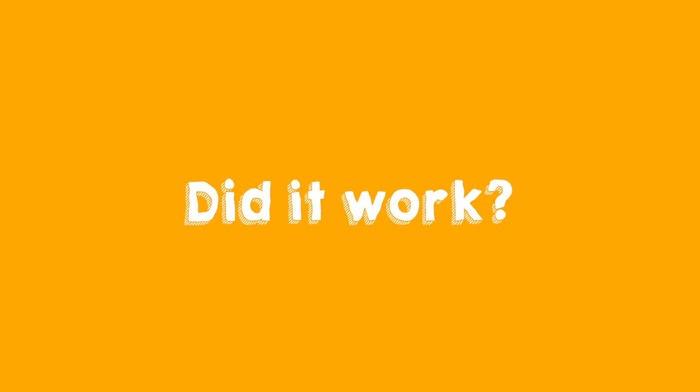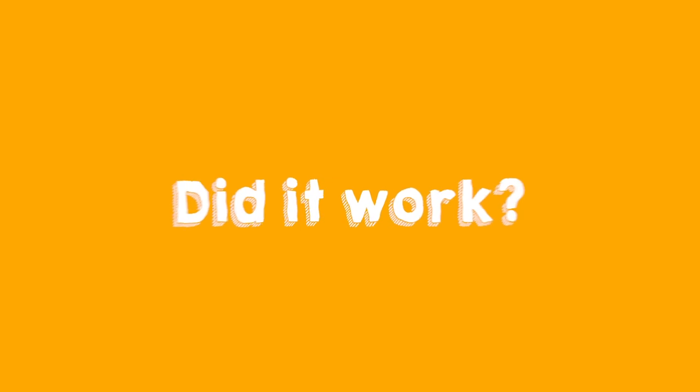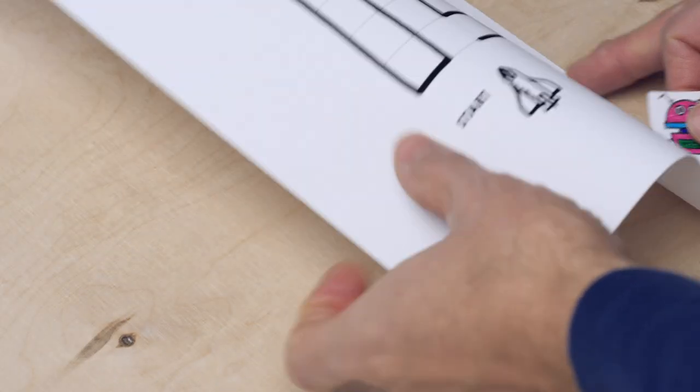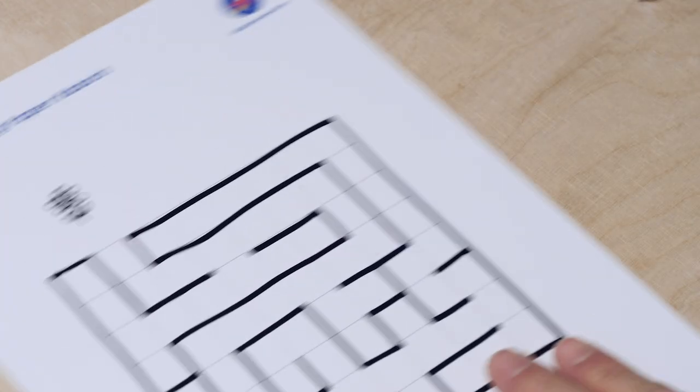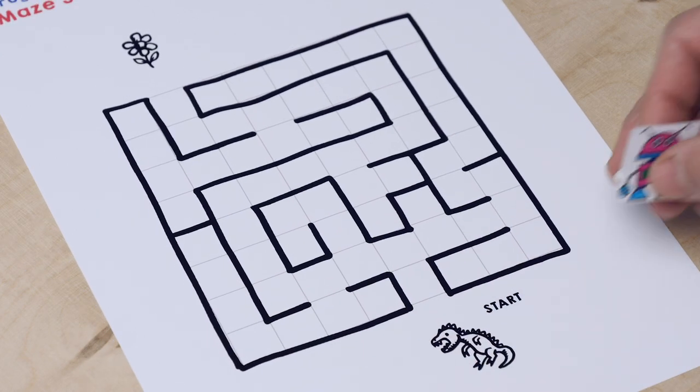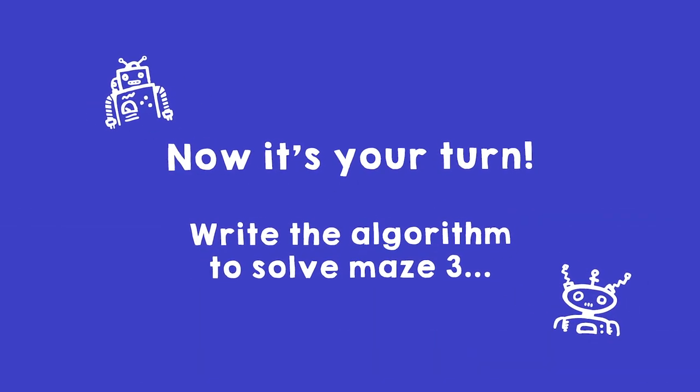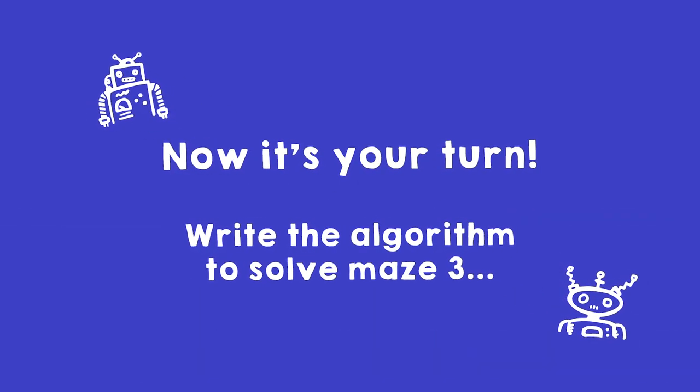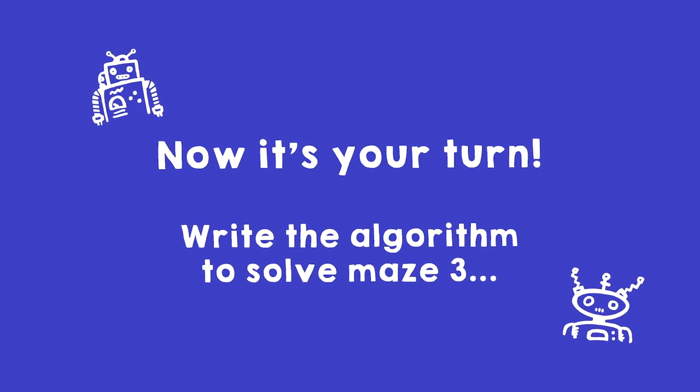Did it work? Congratulations! You've just written your first real algorithm. But let's make it a little harder. Take the third maze, this one, and write an algorithm again to take the robot to the exit. Successful for this one too?